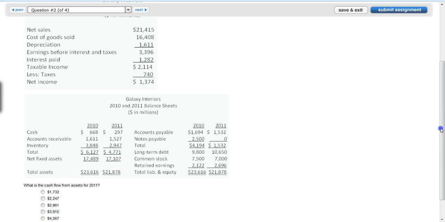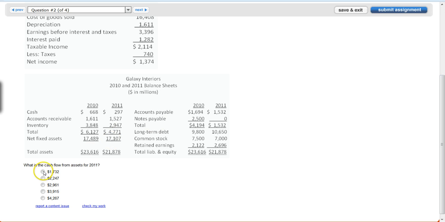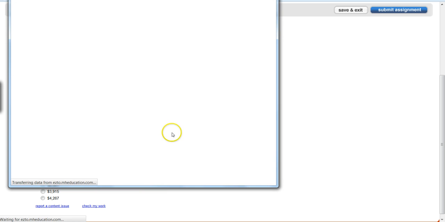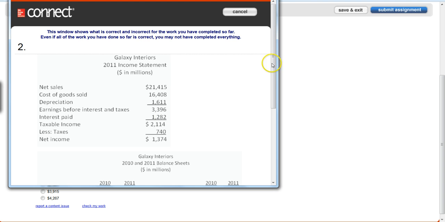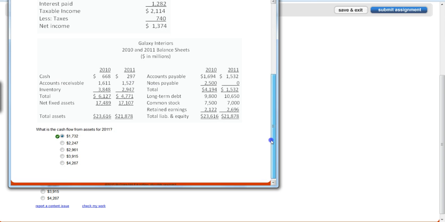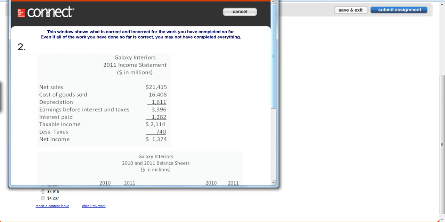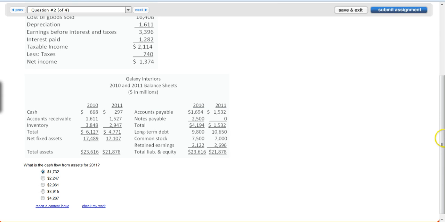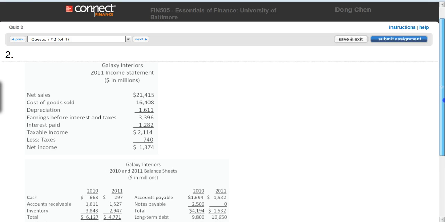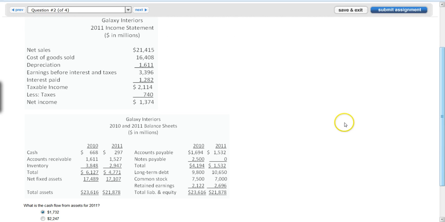So now let's go back. We were given 5 choices, so that's going to be the first one. Let me check my work. You don't have that option in your exam, in your quiz, but I have it here just for illustration purposes. So I guess this one is right. Yes, we did it right. I hope that by using this example, I can help you understand better how to estimate the cash flow from assets based on the financial statements.